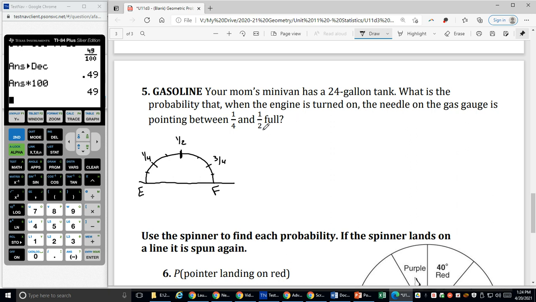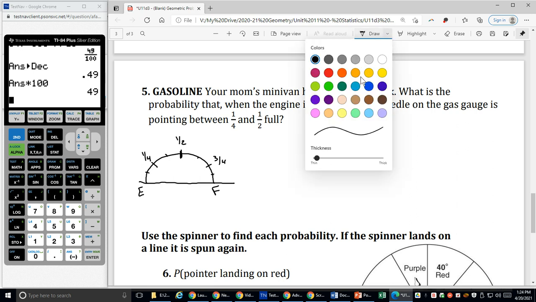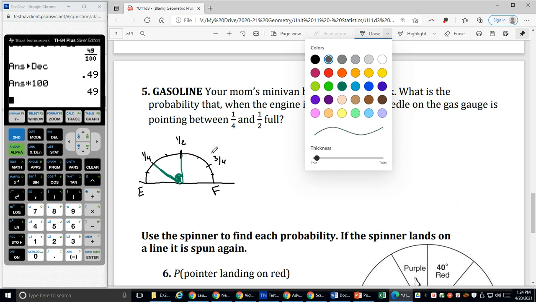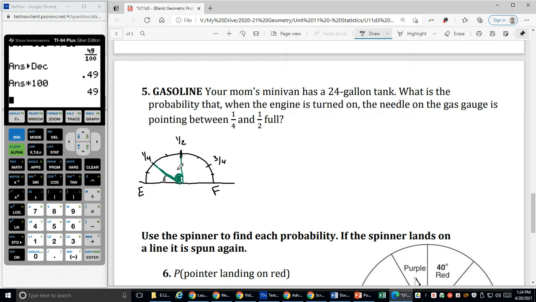But this is wanting to know what is the probability that I will land between 1/4 and 1/2. So I am trying to fall between here and here for my gauge. Okay, so what is the probability that I will land in here? Well, if I divide this into equal fourths, 1/4 here, 1/4 here, 1/4 here, and 1/4 here, I am looking to land in this section.